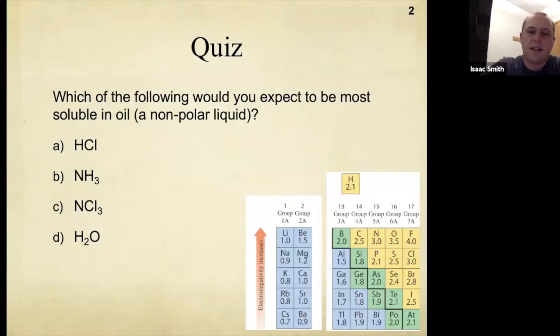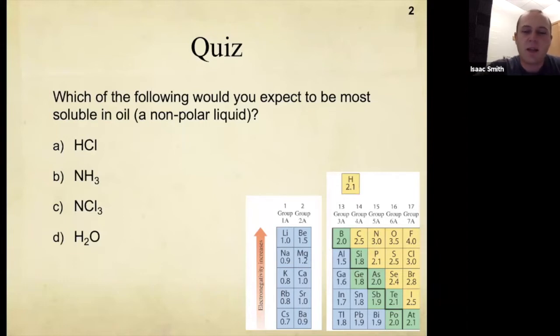Okay, so go ahead and take this quiz here. The quiz says, which of the following would you expect to be most soluble in oil? We're going to start talking about solutions and the solubility of different compounds in water and stuff like that.